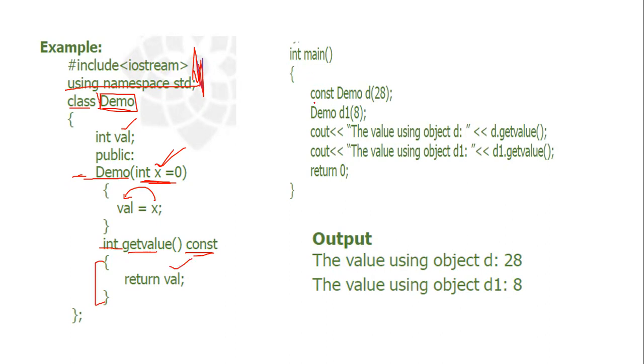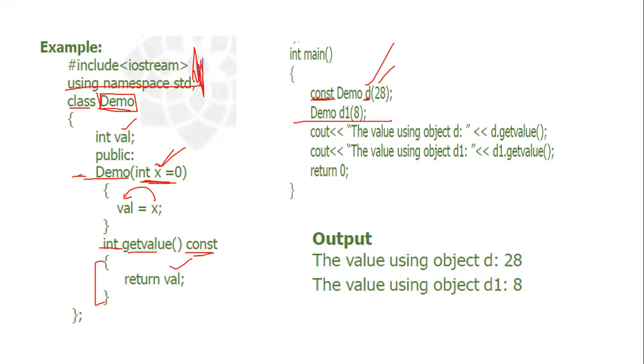You just see here again we are creating a constant object. For creating a constant object, you should use the keyword const before the object declaration, right? Yes, const. Demo is the class name, d is the object name. See here I have passed the value 28. So now this x value is 28. So 28 is assigned to val. Now val has 28. Whenever you are calling the object d, the value of val is 28.